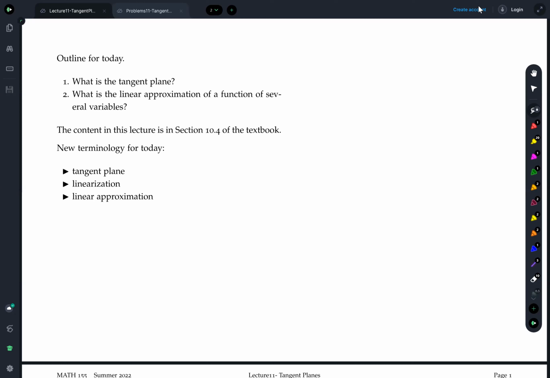Today, we're going to be talking about tangent planes. This is the last section of new material before the midterm. So you've got a midterm this Friday. I'll send out an announcement in the next couple of days detailing what to do on Friday.